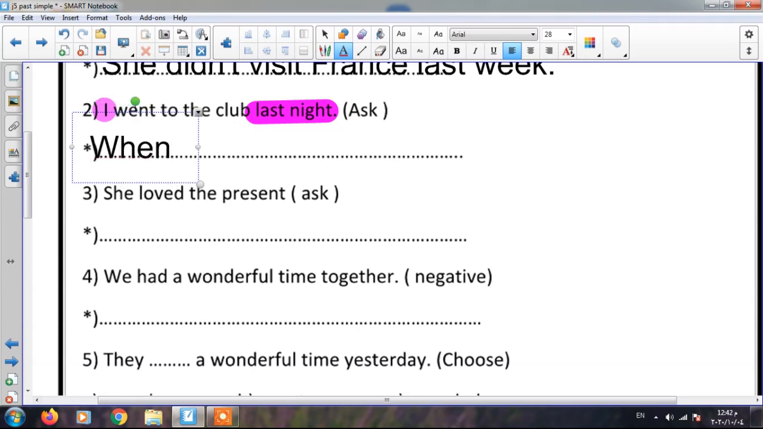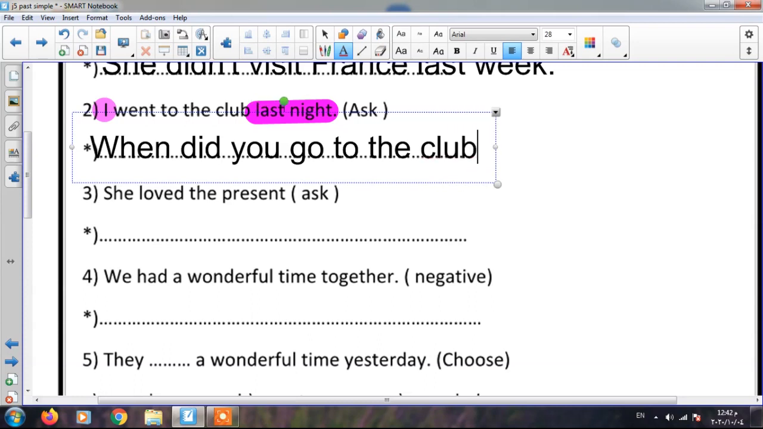And after when I put the helping verb. What's the helping verb in the past? Did. So when did, and I will be you. When did you? Now be careful. I have did, which means that the verb must be infinitive. So what's the infinitive of went? Go. So when did you go to the club? And don't forget the question mark. When did you go to the club? And put the question mark.